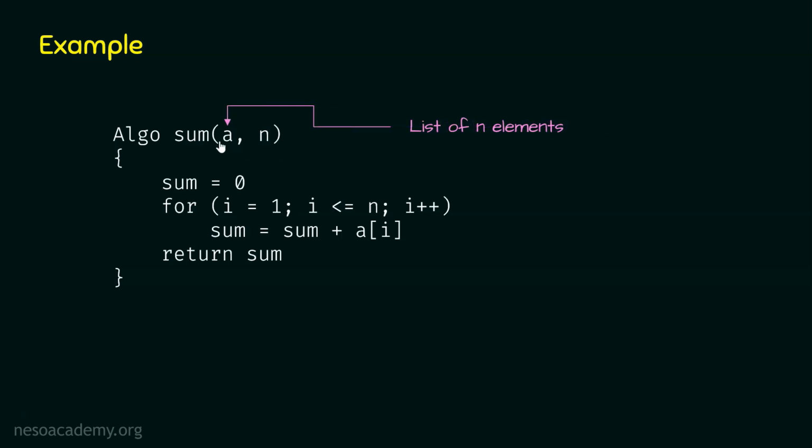Here in this algorithm, the first instruction is sum equal to 0. This instruction tells the CPU to assign 0 to variable sum. Here, only one operation is performed, hence this is just a single instruction. And this instruction is executed only once. So the frequency count of this instruction is 1.